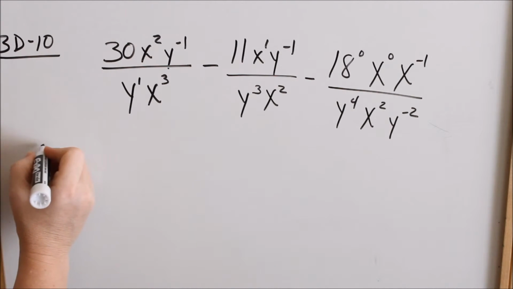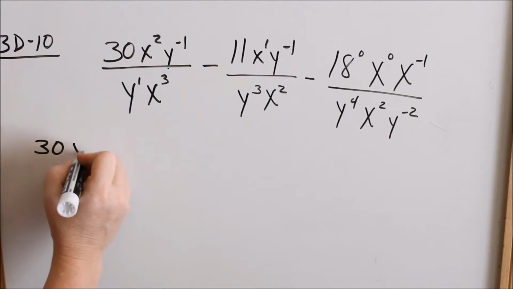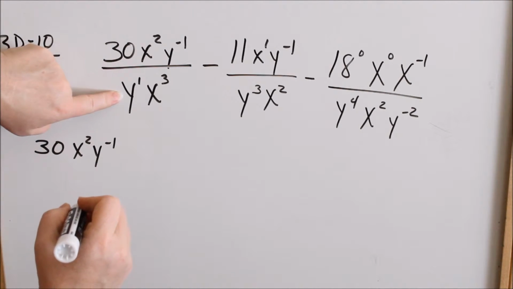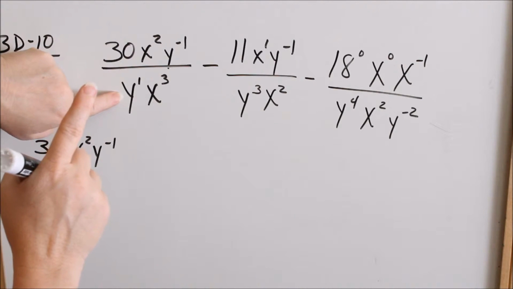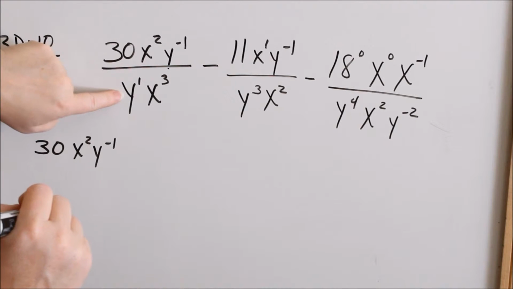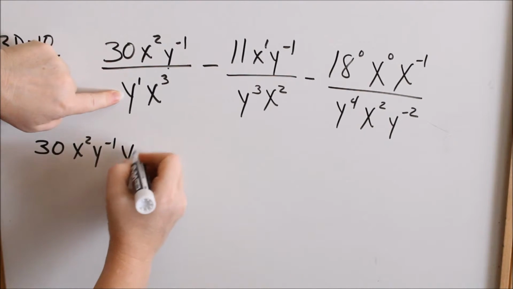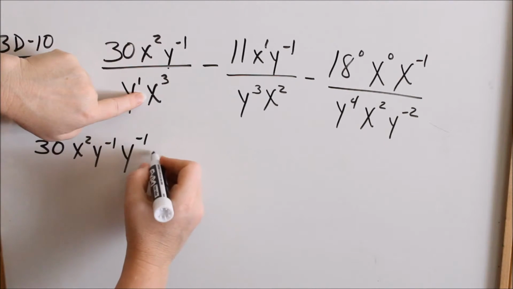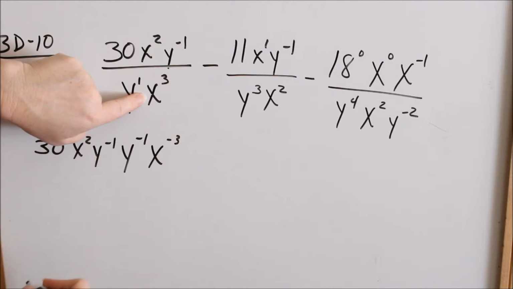So I'm just gonna rewrite what I have, rewrite my numerator, 30x squared, y to the negative 1. Now I want to move everything in my denominator up to my numerator. If you change the place of the base, you have to change the sign of the exponent. So to move this up, I have to change the sign of my exponent to now become a negative 1. Move this up to the numerator, have to change the sign to now become a negative 3.